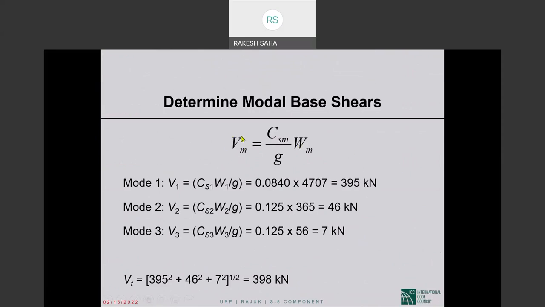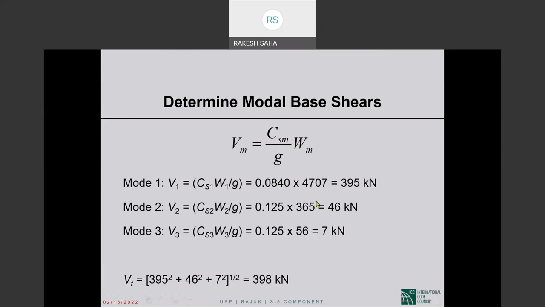The modal base shear is the modal base shear coefficient that we calculated multiplied by the modal mass divided by G. The G is something you have to keep track of, and I don't have the time to spend on that, but trust me, where we have placed the G's need to be there.